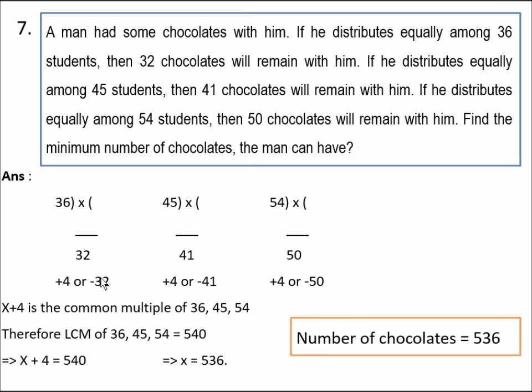So if we add 4 chocolates, then these chocolates can be distributed equally among all students. So x plus 4 is a common multiple of 36, 45 and 54. The LCM of these three numbers is 540, which gives x equal to 536. So the minimum number of chocolates is 536.